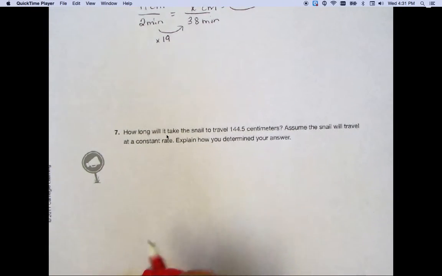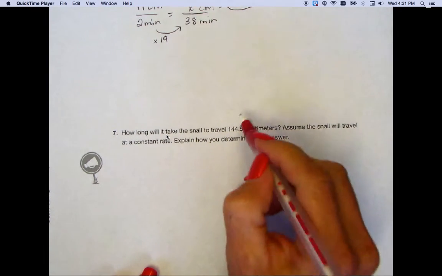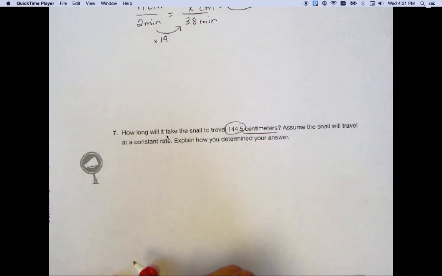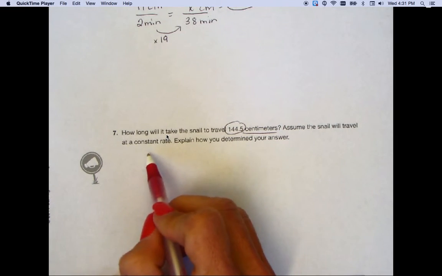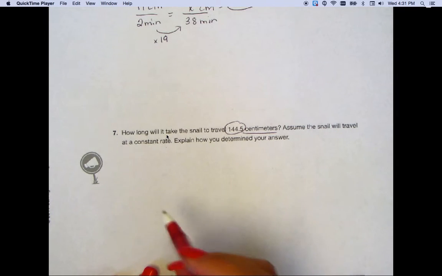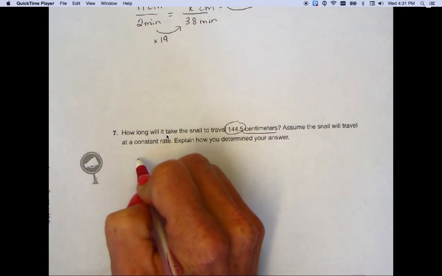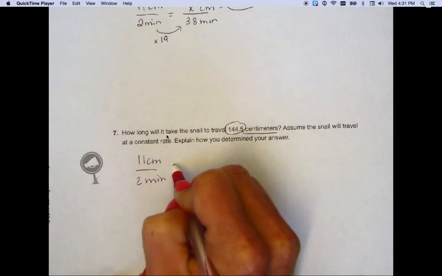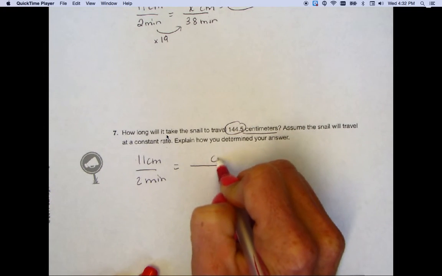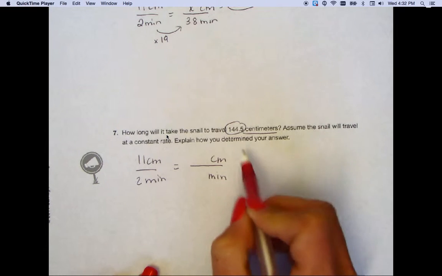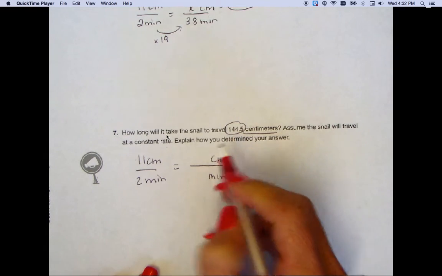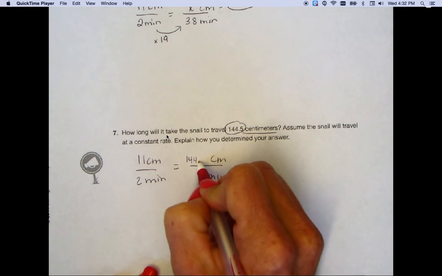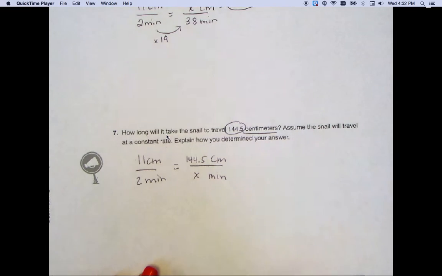Okay, here's one more. How long will it take the snail to travel 144.5 centimeters? Assume that the snail will travel at a constant rate. So I'm going to go back to my proportion again. 11 centimeters is 2 minutes. Centimeters, minutes. So 144.5. And this is my x.